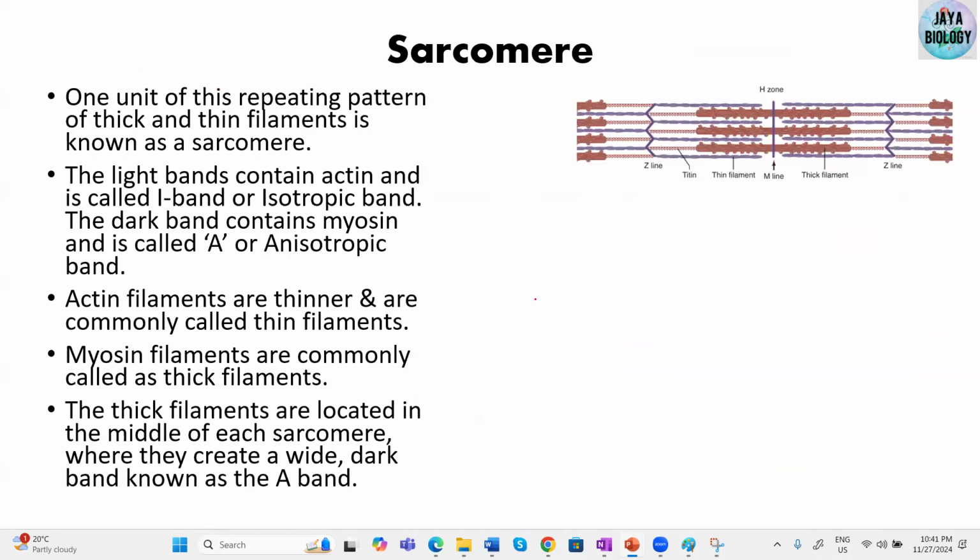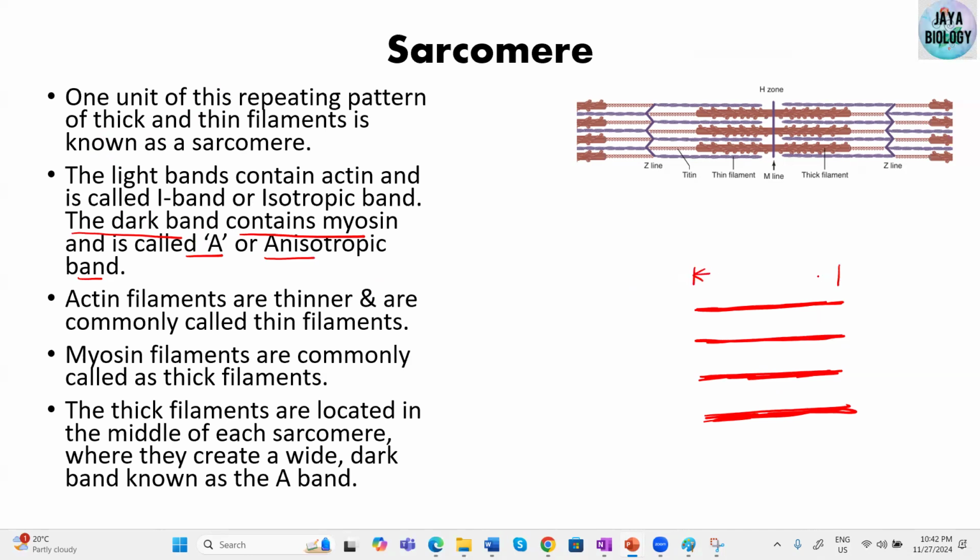See here. You can see, I'll just draw in front of you. Please check it. This is the thick filament. Clear? It is also known as A band, and it is made with myosin. Clear? So this is the thick filament. Check carefully. The dark band contains myosin and it is called A band, also known as anisotropic band. So this is A band.